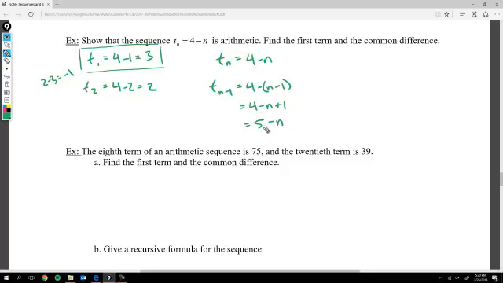So what I should be able to do is subtract my n minus 1th term from my nth term, because that term came right before it. I should be able to subtract whatever I got here from my nth term, and I should get negative 1. So let's test that.